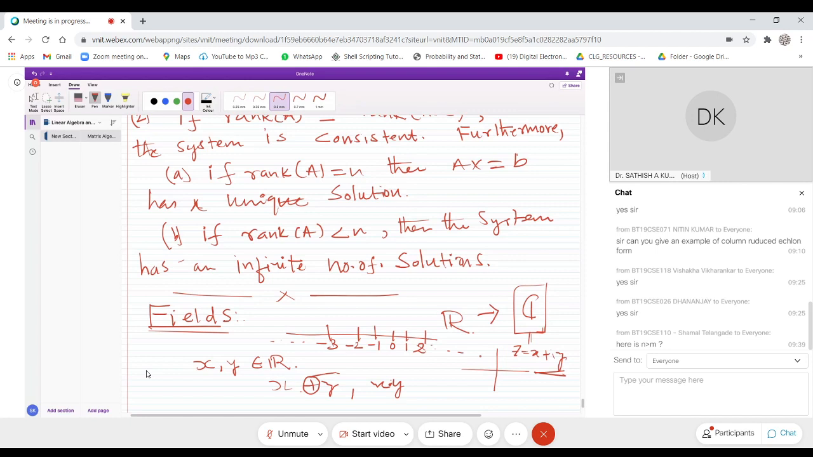A field can be either the real numbers or the complex numbers, because both satisfy all those conditions. Real numbers are just numbers like minus 1, 1, 2, 3. Complex numbers are something like 1 plus 2i, but both are fields. We'll say F whenever we are dealing with these, but mostly we'll be dealing with real numbers only. Rarely we may access complex numbers, but we are more focused on the real number system. We don't extend further.